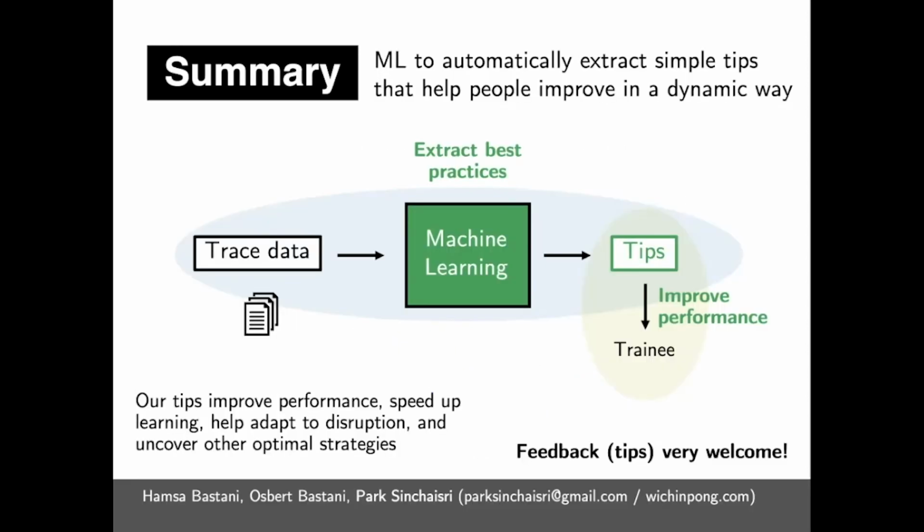Today, I've shown you how we design a novel machine learning framework to leverage the great potential of trace data to infer simple tips that can help humans improve. We took the very first step in this direction by doing an in-depth study in a controlled environment and found interesting insights that can be useful to better understand the human-AI interface. How should AI be designed to help humans improve their decision making?